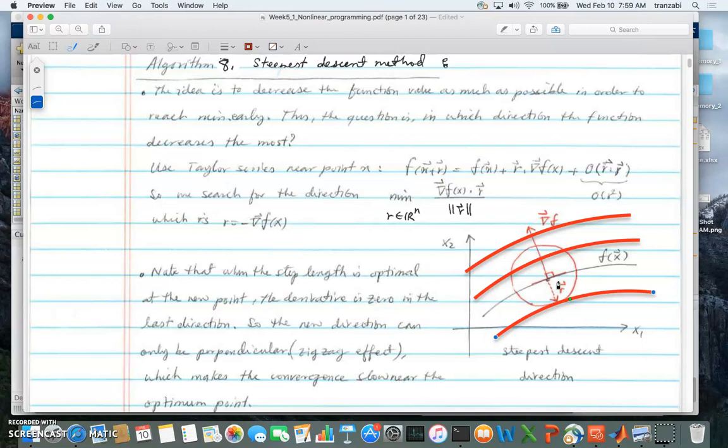Okay? By the same token, we can say the negative of the gradient will be the direction that the function is always decreasing. So now we get the steepest descent direction. It's going to be the negative of the gradient.